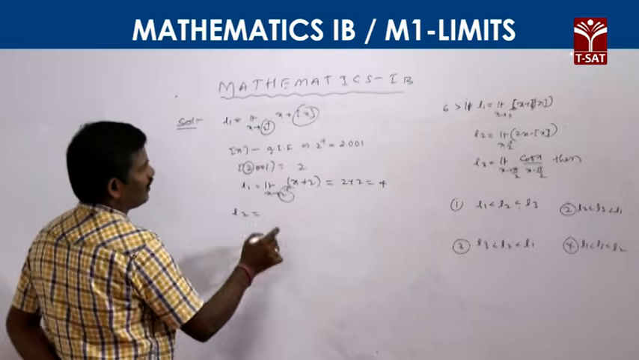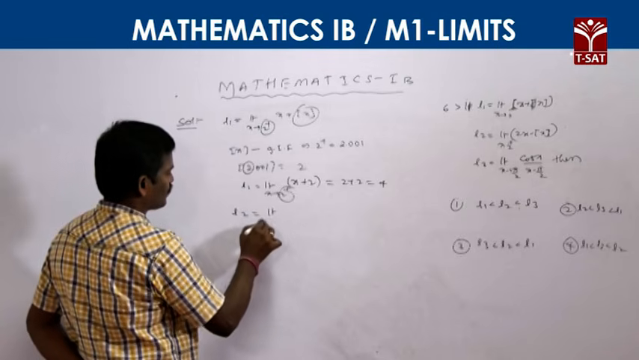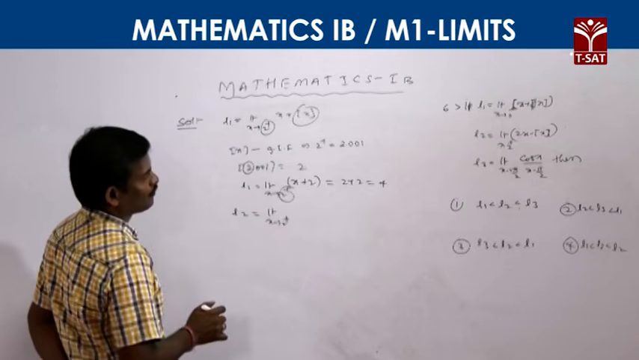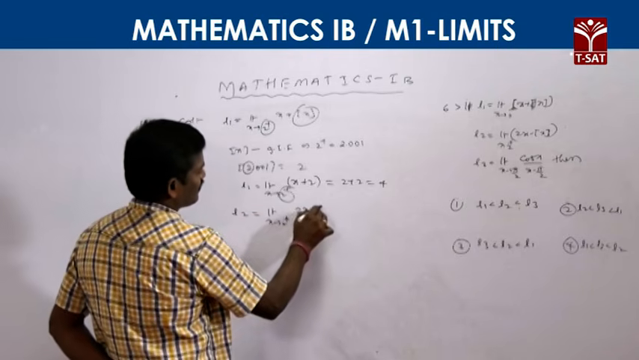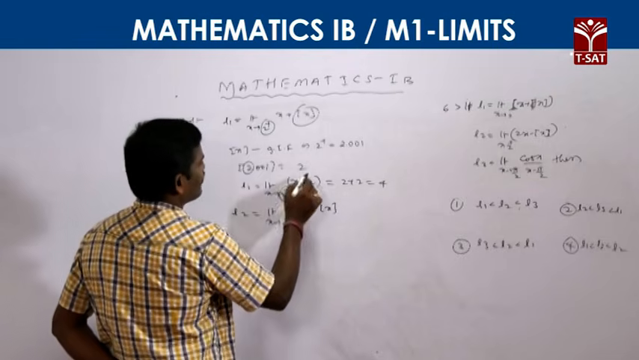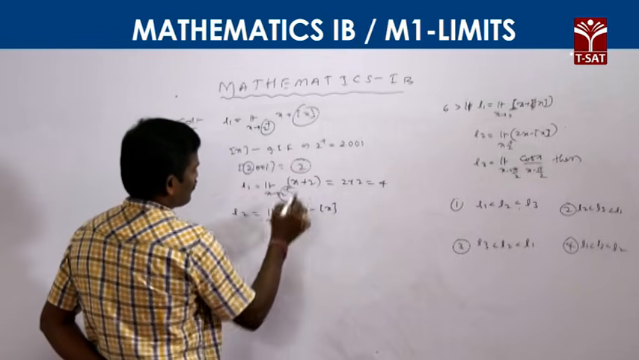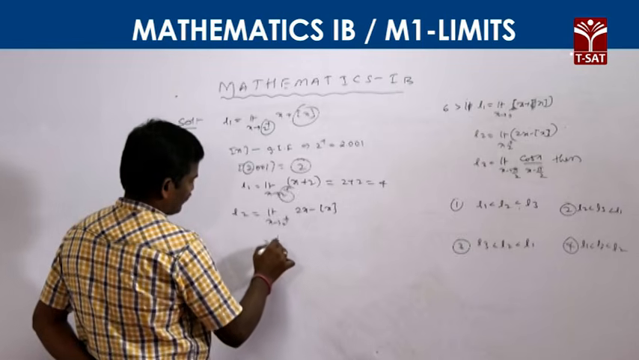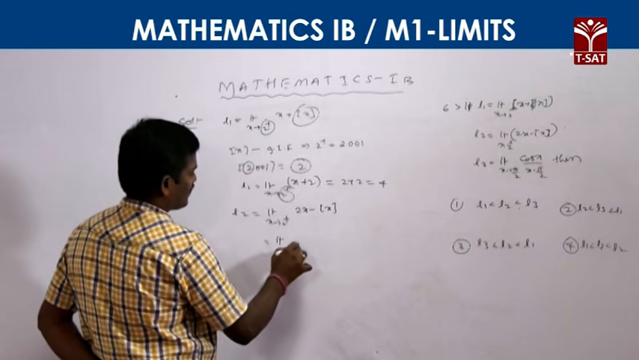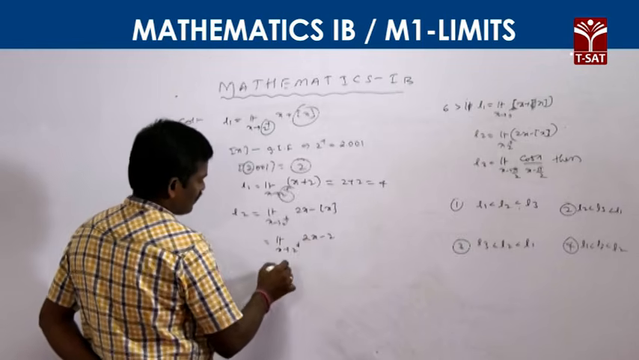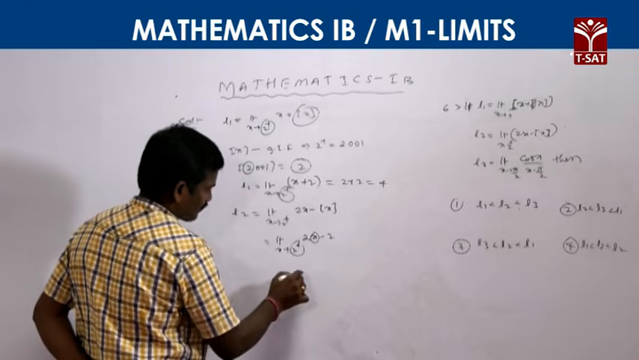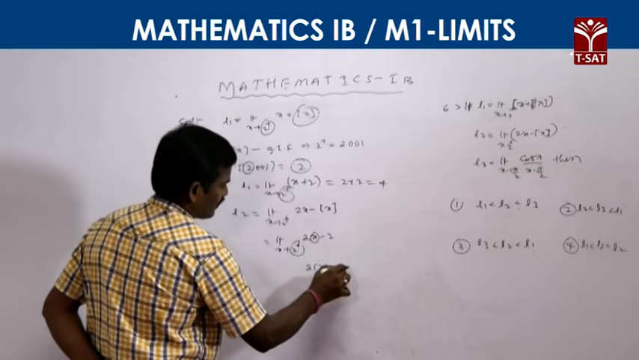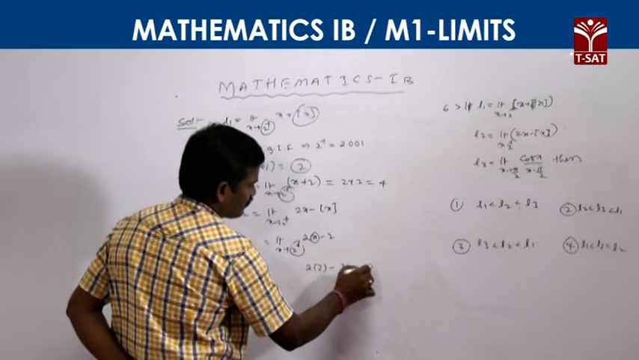Next L2. L2 function is what? Limit x tends to 2 plus, right side approaches, 2x minus step of x. Already the step of x answer we got 2. So that value substitute here. Limit x tends to 2 plus, 2x minus 2. So here x approaches 2. So substitute 2 into 2, 4 minus 2. This value is what? 4 minus 2, 2.